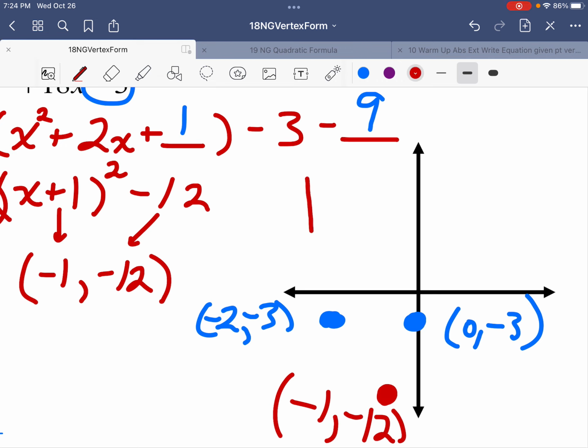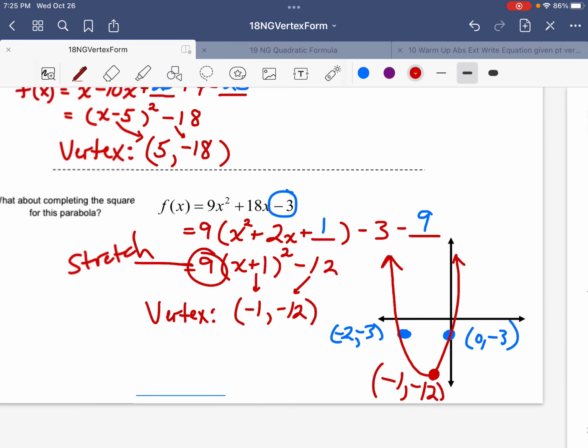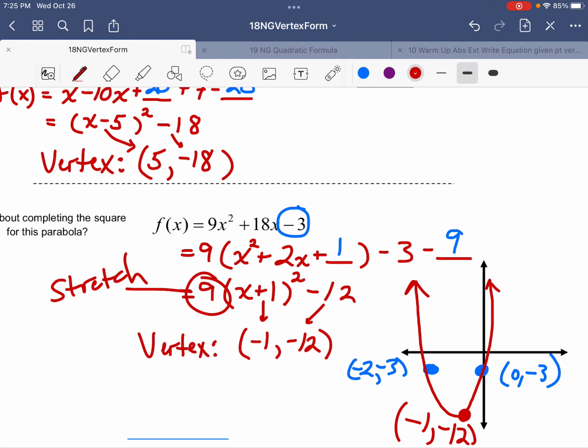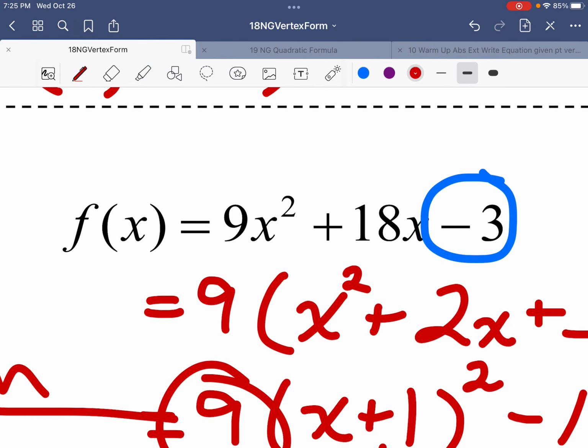Now, what do we got brewing here? Well, we got brewing a stretched parabola. A stretched parabola is going to look very tall, very stretched, very vertical. Okay, technically, that's what the number 9 has done to this problem. Again, it has stretched it.